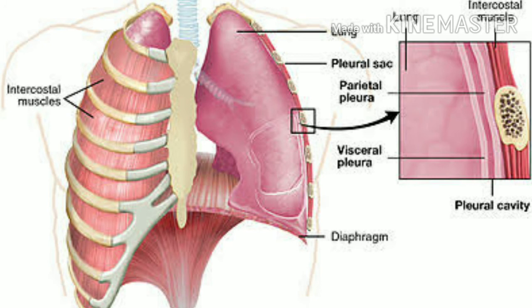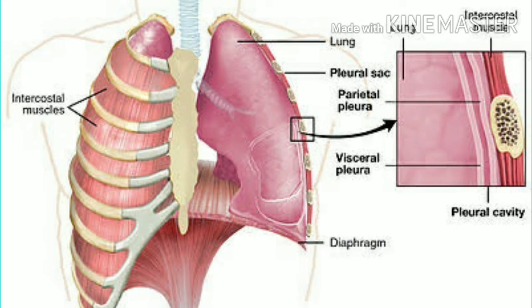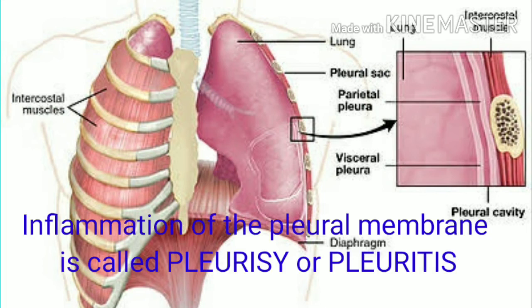The thoracic cavity protects the lungs, and also the pleural membrane and pleural fluid protect the lungs from external injuries, strokes and shocks. You know that the pleural membrane and pleural fluid reduce friction during respiratory movement. Sometimes inflammation of the pleural membrane occurs due to a decrease of pleural fluid. That condition is called pleurisy or pleuritis. In this condition, the pleural membrane is inflamed and painful.